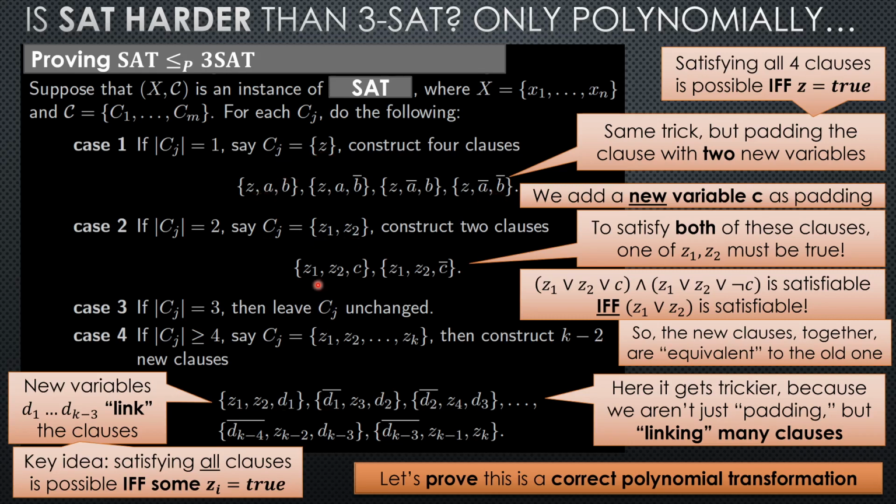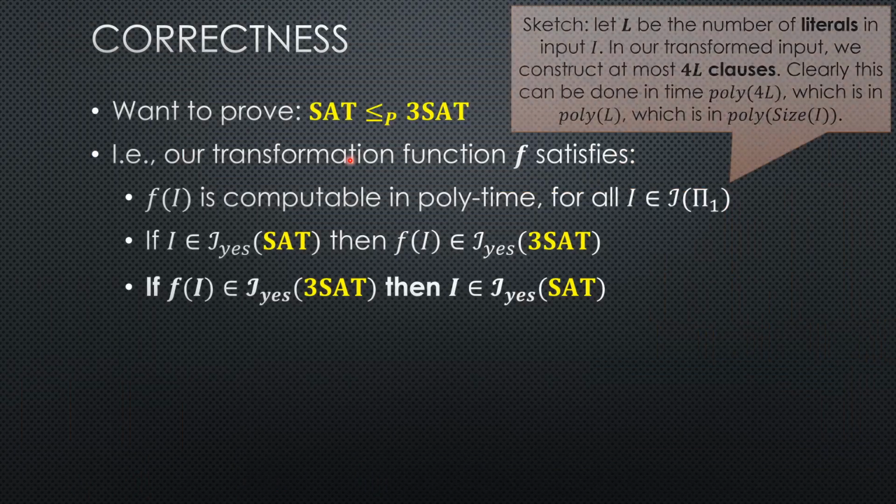There's 2 literals, and I create 2 clauses. There's 3 literals, and I create 1 clause. There's k literals, I create k minus 2 clauses. So the largest number of clauses that I create per literal is case 1, where I create 4 clauses per literal. So the number of clauses I create in my 3-SAT instance will be at most 4 times the number of literals in the SAT instance.